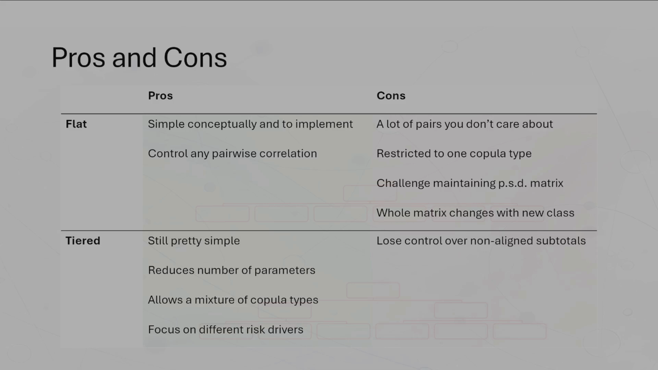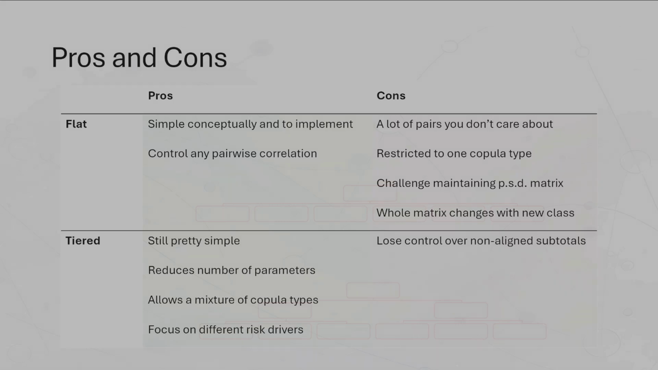But there are some cons to this. So there are probably a lot of pairs that you don't really care about. You're also restricted to just using one type of copula across the top. I can select a Gaussian or a student's T, but I can't mix different copula selections for different cohorts of classes, and I can't pick different degrees of freedom on the student's T copula. It's one copula across the whole lot.